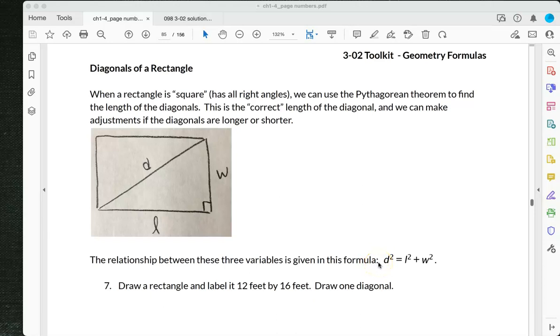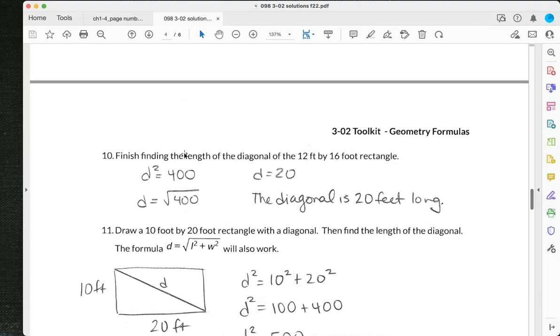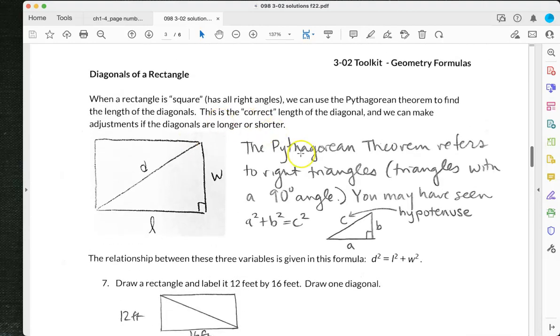Instead of writing a squared plus b squared equals c squared, I wrote d squared equals l squared plus w squared. Here it is. The Pythagorean theorem refers to right triangles. You may have seen a squared plus b squared equals c squared. In that case, c is the hypotenuse. In our case, d is the hypotenuse, d for diagonal. So again, where the c squared would be by itself, we have a d squared by itself on one side of the Pythagorean theorem equation.